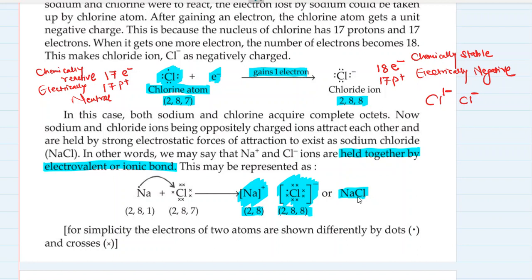Okay, so here the electrons are shown by dots and crosses. This representation of atoms with their valence electrons as dots and crosses is known as Lewis dot structure or electron dot structure. With the help of electron dot structure, we can simply show which atom is losing an electron, which atom is gaining an electron, how their electronic configurations are becoming complete or stable, how they are acquiring charges, and how they are held together by electrostatic forces.